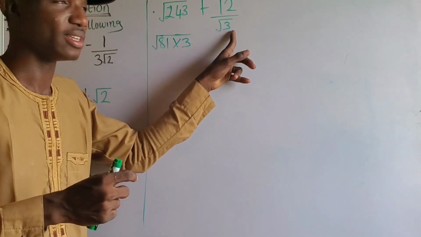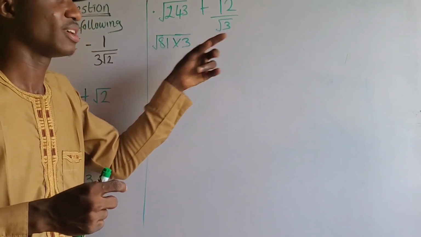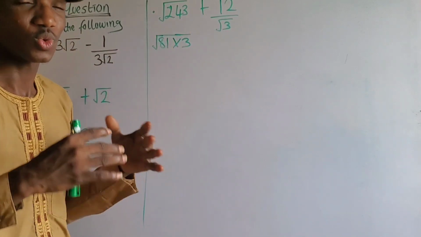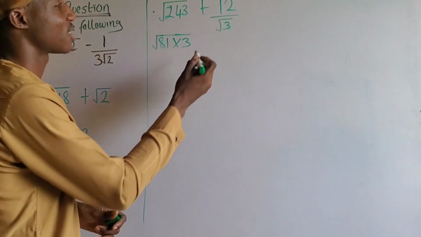That is 3, right? The numbers inside the square root, that is 3. Now, what can I multiply by 3 to give me 243? That is 81. Are you getting it? So just think of it like that. Now, let us rationalize 12 over root 3.